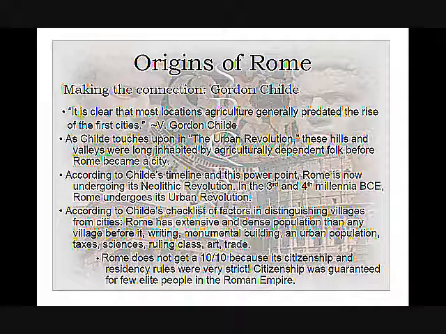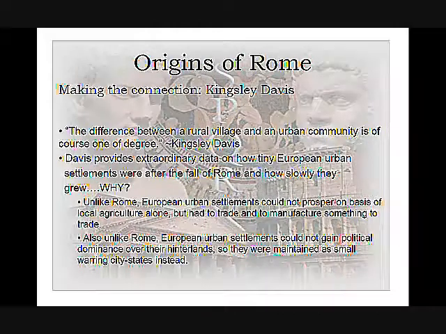According to his checklist of factors in distinguishing villages from cities, Rome had a lot of the features needed to be considered a city, such as writing, sciences, trade, taxes, but it didn't get a 10 out of 10 because citizenship was really strict in the Roman Empire.